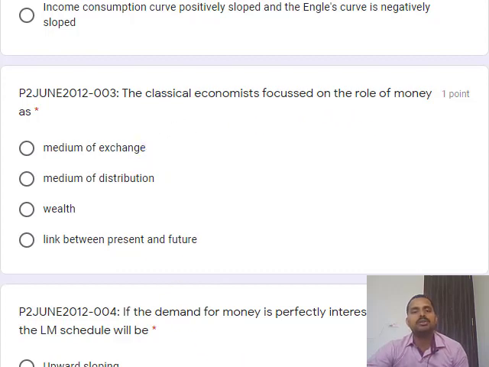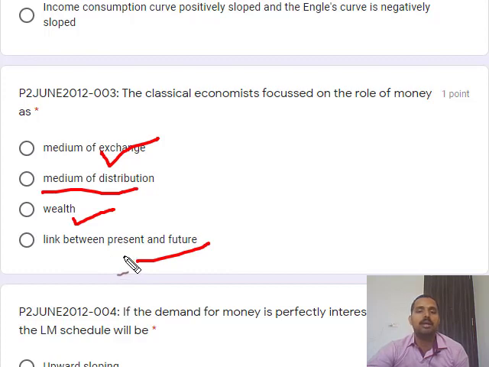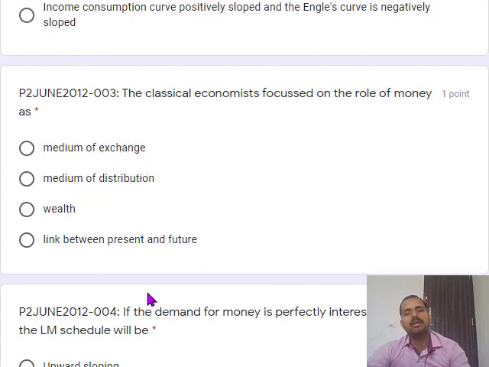Yes, this is a simple question, because the classical economists focused on money only as a medium of exchange. They didn't analyze the medium of distribution of income, or whether it is some kind of wealth, or whether there is a link between the future value and the present value of money. They didn't go in depth. They simply regarded money as the medium of exchange. But later, as you know, many developments happened and people came to know that money has many roles.